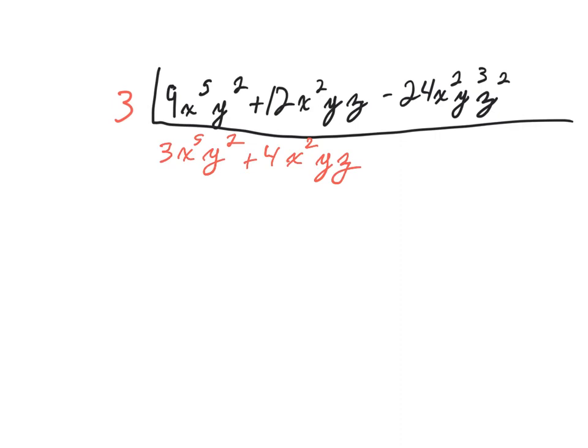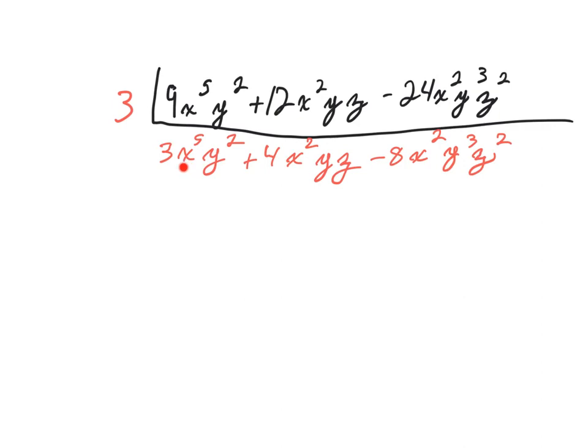And then negative 24 divided by 3 gets me negative 8. So now I look through my numbers. Do 3, 4, and negative 8 have anything in common left? I don't have any numbers in common, so I'm going to be done with that. But now it's time to look at my variables.